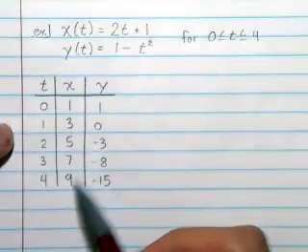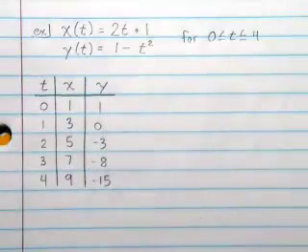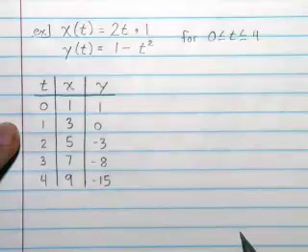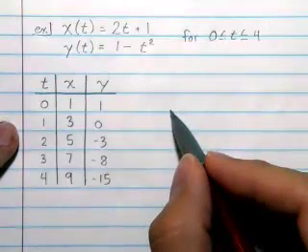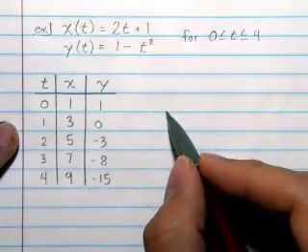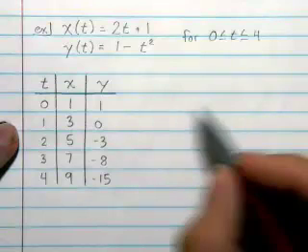X goes from 1 to 9, y between 1 and negative 15. So we just need to make sure that our coordinate plane that we draw matches that. So y, we're going really negative. X, we're going positive. So we're going to be in the 4th quadrant here.